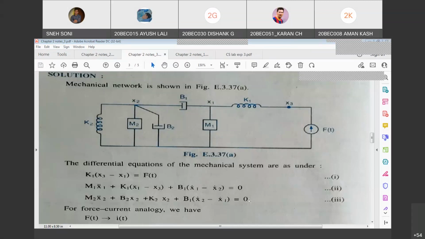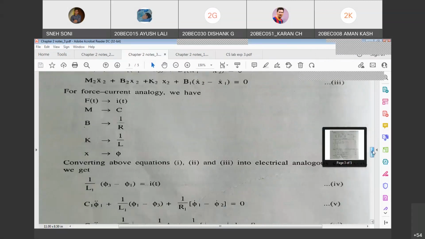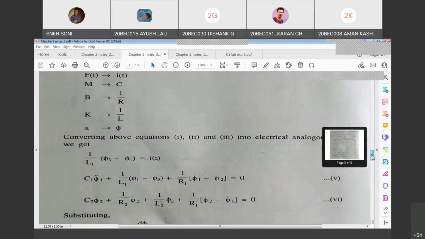Any doubt, anyone? Okay, now the steps are easy. If they have asked force current, you use the replacement with force current. Right, so हम force current का replacement कर देंगे from the table and you will get this further equations.